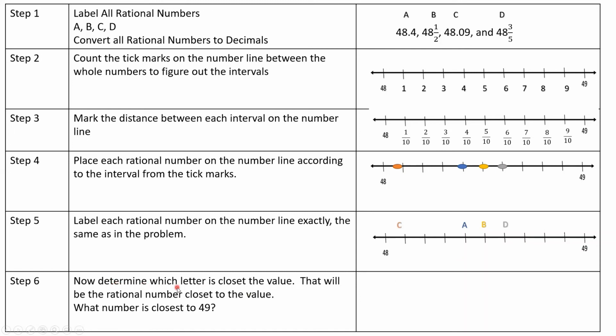Now, determine which letter is the closest in value. That would be the rational number the closest to the value. So what number is the closest to 49? When we look at our rational numbers, we're going left to right because we're going greater, okay? And we see that the closest number to 48 is C. So when we go to the greatest, which is 49, our closest rational number to 49 would be D.